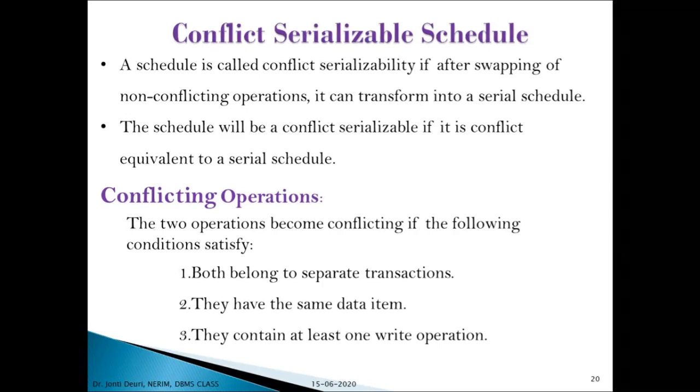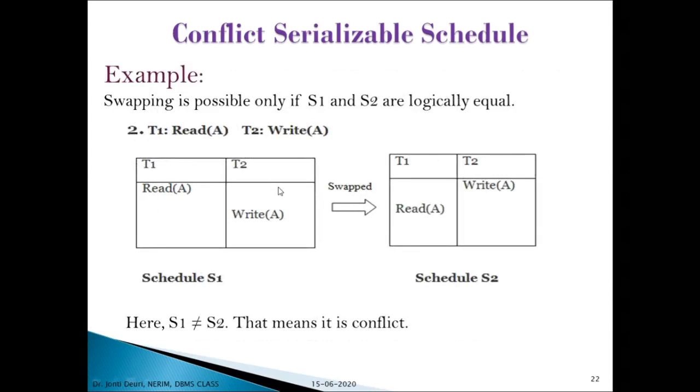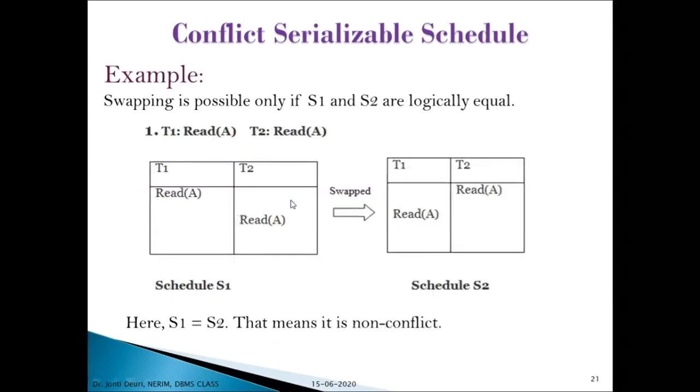Here is one example. Swapping is possible only if S1 and S2 are logically equal. If it is logically equal, then it is not a conflict. Here you can see read A in T1 and T2. These are two transactions. T1 is reading A and T2 is also reading A.